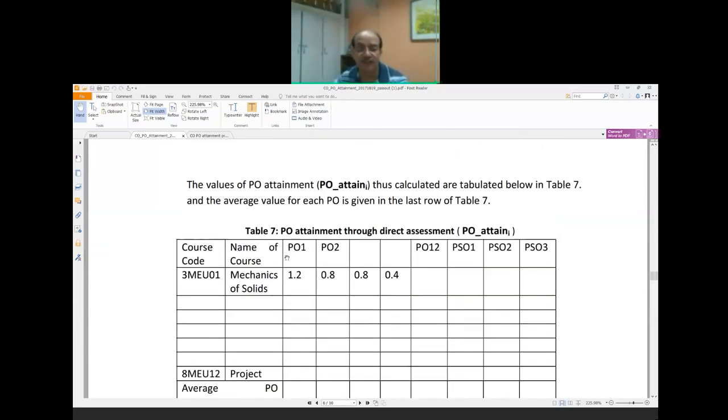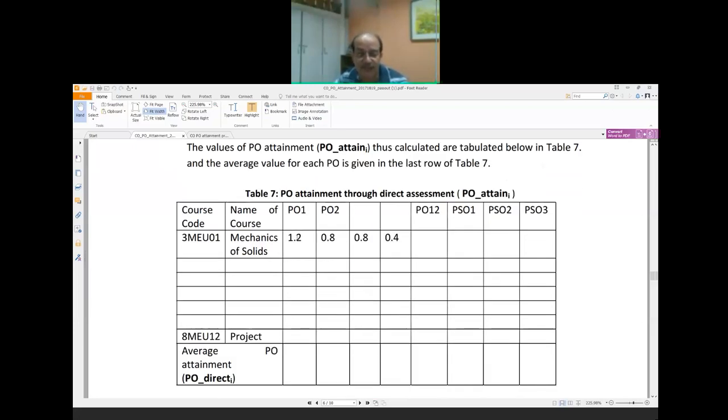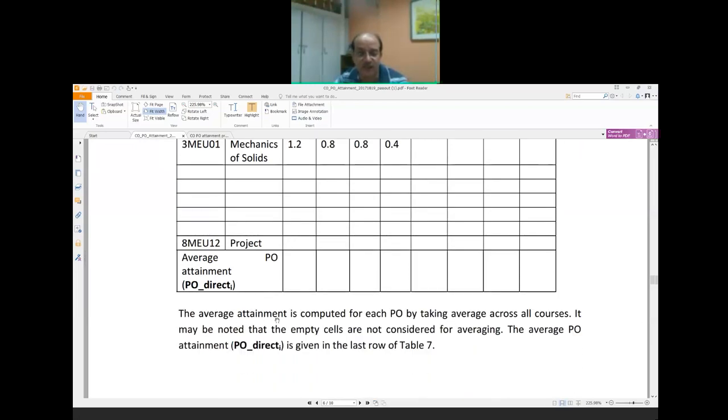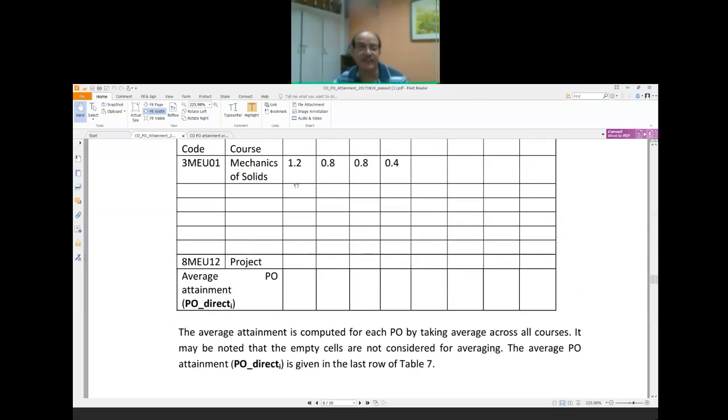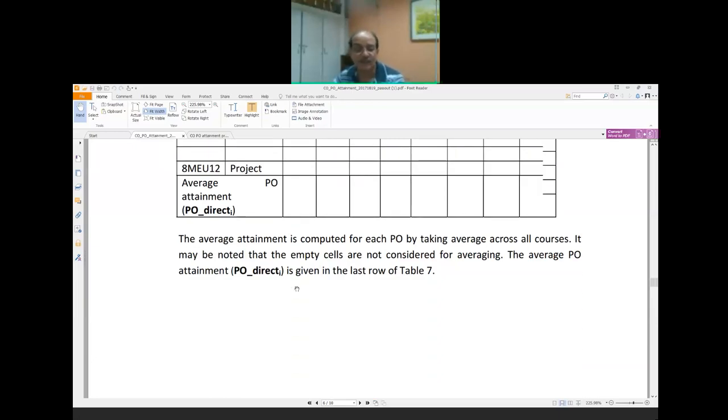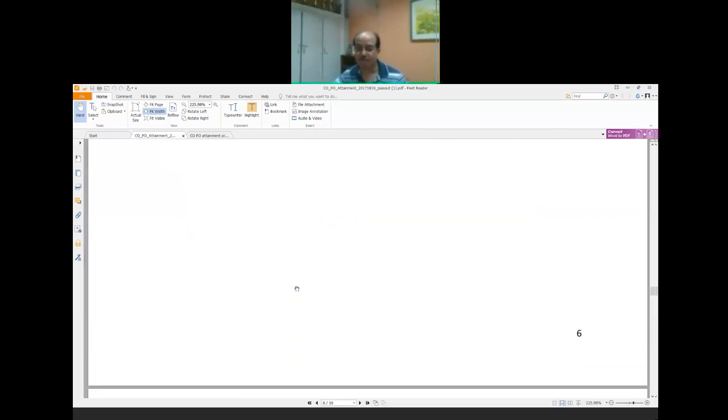And then how do we calculate the average attainment of each of these POs? Let's say there are 12 courses which are gone through, and this is my attainment for each of the PO. Then I can think about averaging them. Average attainment is computed for each PO by taking the average across all courses. Let's say there are 10 courses, and for each course there is one attainment value which I get over here. I add them up and divide by the number of courses. I get the average PO attainment for a particular program there.